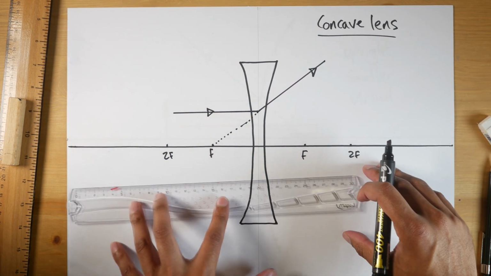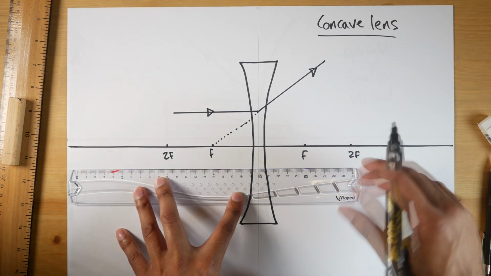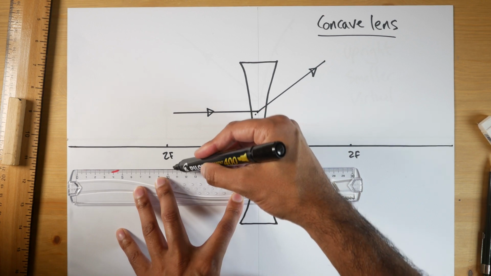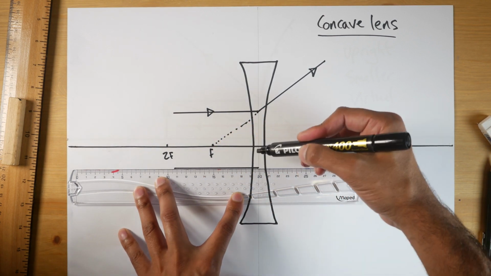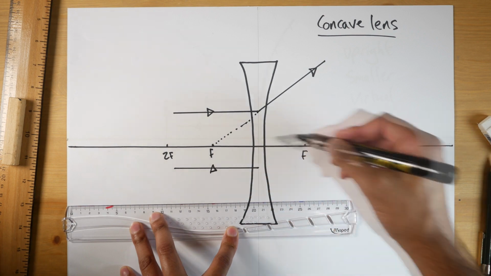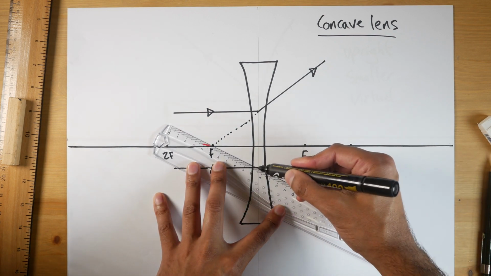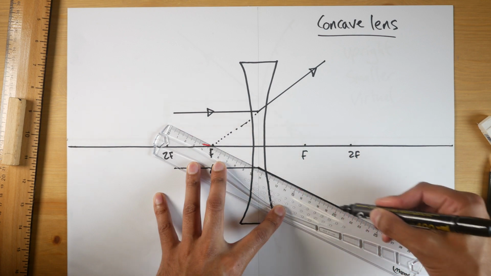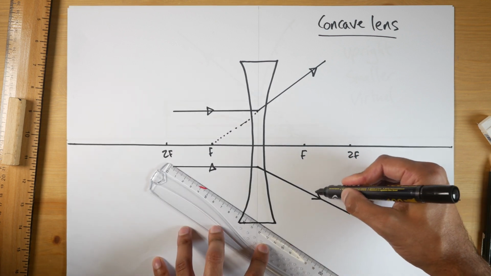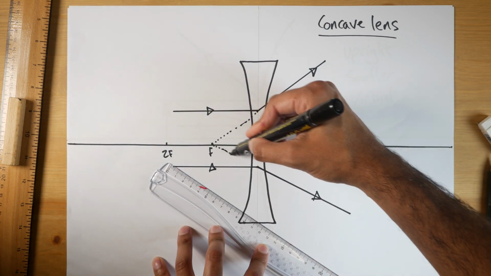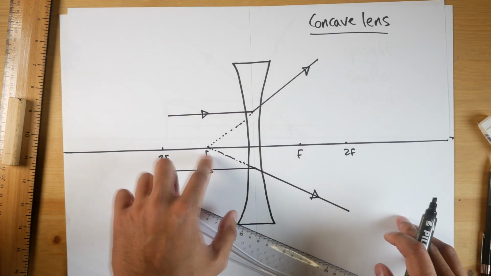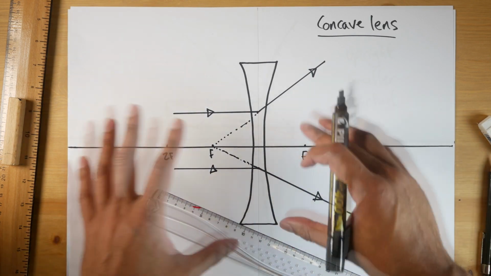Okay, so let's try it again. Let's give it another one. Again, I'm just going to draw it roughly. If it goes parallel to the optical axis, you have to refract it away from the optical axis, coming from the focal point, you see?